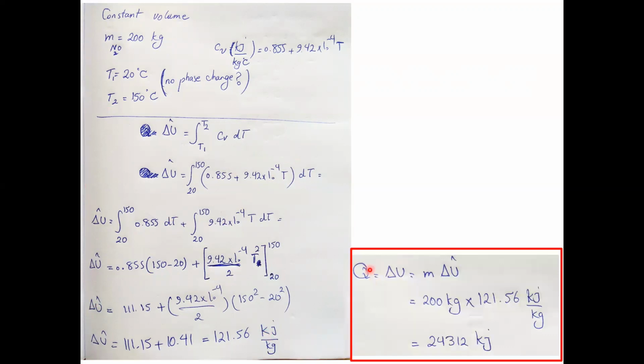And we know in that case, as I mentioned, heat transfer is equal to the change of the internal energy. To convert from the specific internal energy, you just multiply it by mass. So mass was 200 kg. Here we calculated delta U as 121. So we just multiply them together, and it will be the heat transfer inside the system.